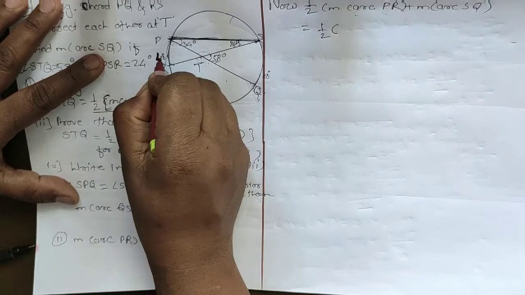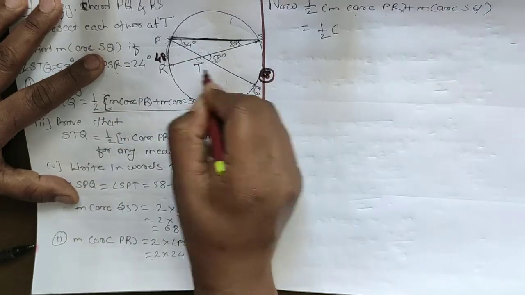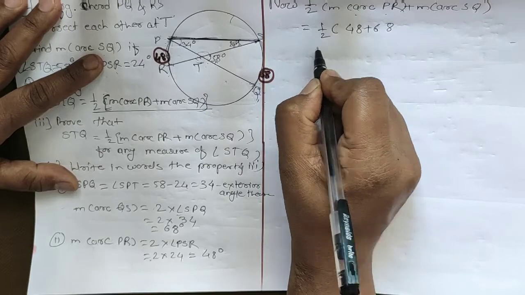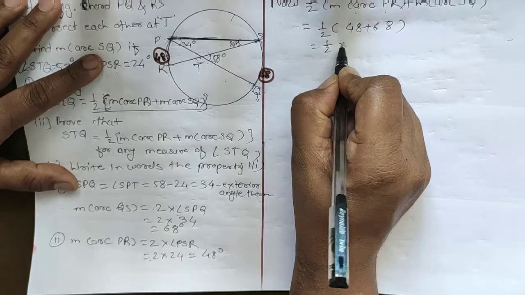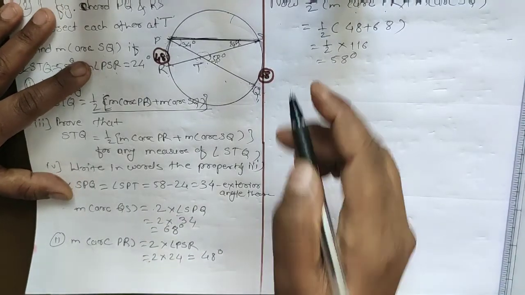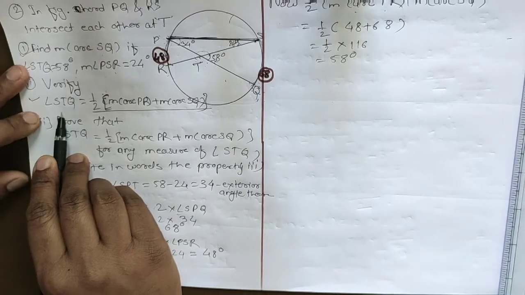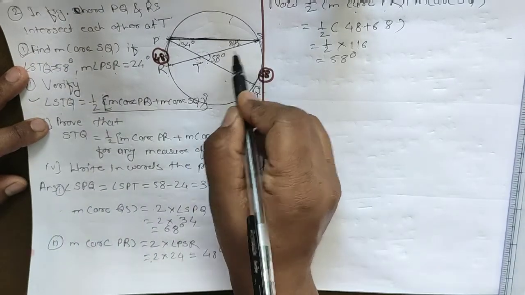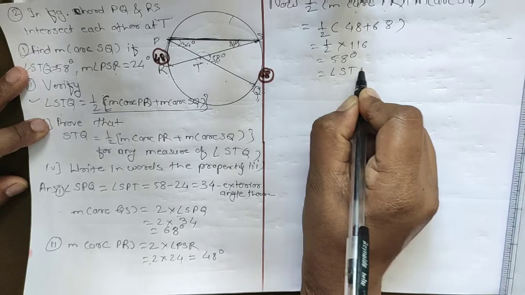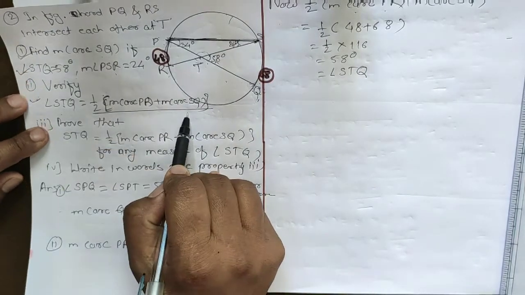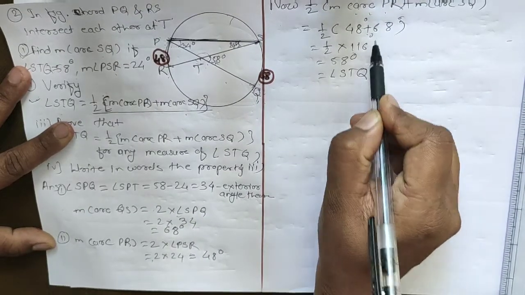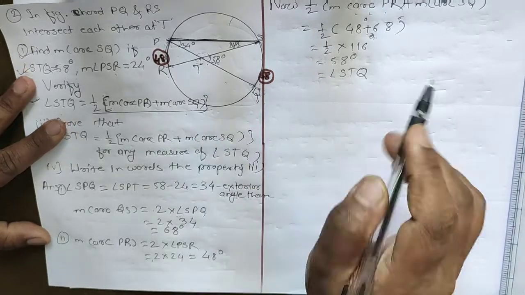Its measure is 48 and the measure of SQ is 68, that we found. So here write 48 plus 68 is equal to 1 upon 2 of the sum of both, which is 116, and that is equal to 58 degrees. So this angle is equal to 58 degrees, and 58 degrees means STQ. The measure of STQ is already given as 58. Therefore we get angle STQ, so that is verified by the second way of proof. We put in the measures, and after solving we get 58 degrees, which is the measure of STQ.